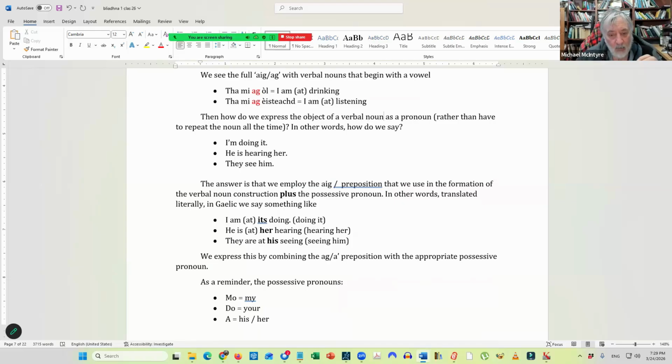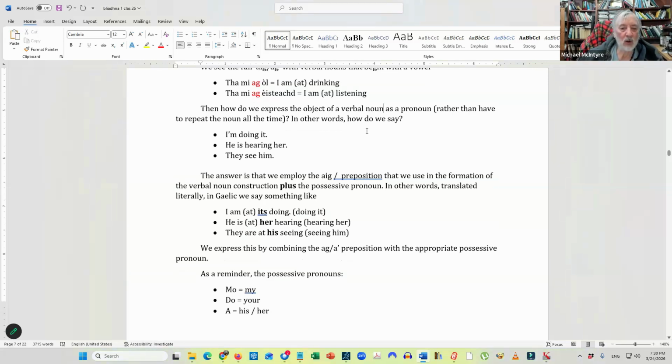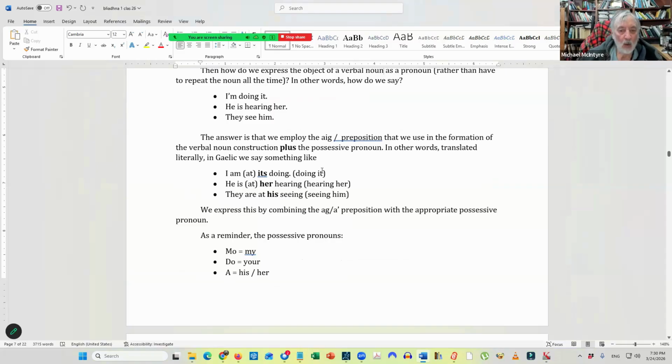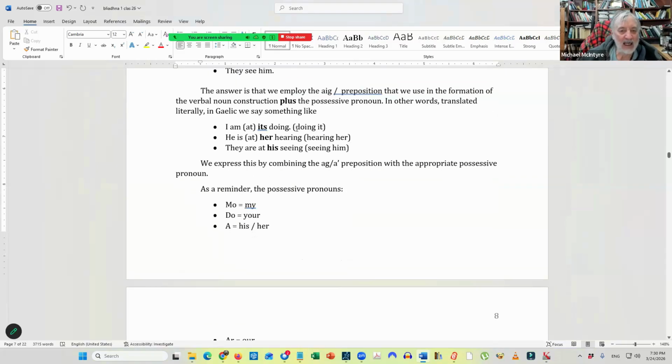When we get into a regular verb or a simple verb, you can use the pronoun, but for the verbal noun, you can't. So how do we do that? To give you a little preview, in English we say something like, I am at its doing. We employ the ek preposition plus the possessive pronoun, and I'll show you how that works. It comes out something like he is at her hearing, in other words, hearing her.